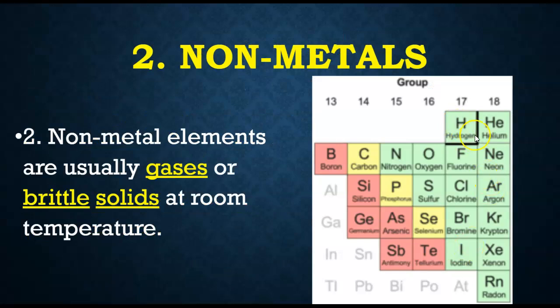All right, and you already saw this. We have the nonmetals. So the hydrogen that's way over there on Group 1, and carbon, phosphorus, selenium, iodine, and all this group, they are nonmetals. They're typically gases for the most part, or brittle solids at room temperature.